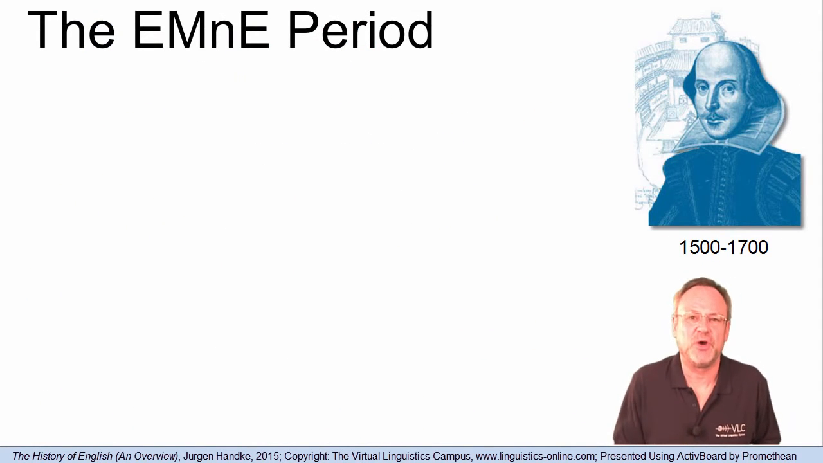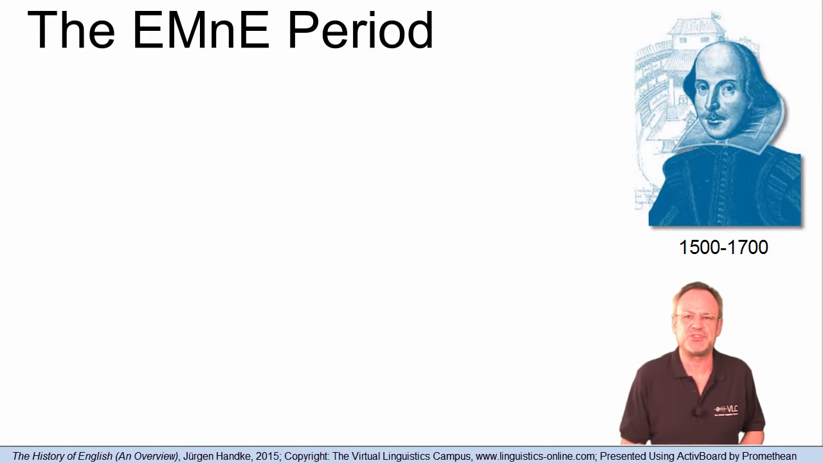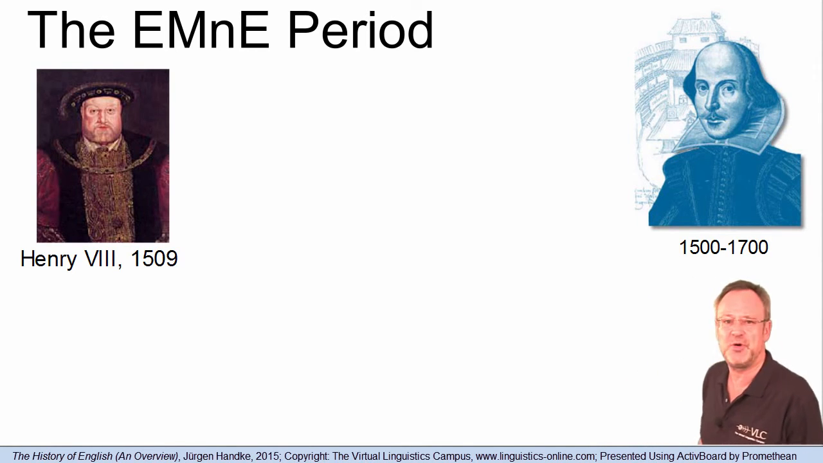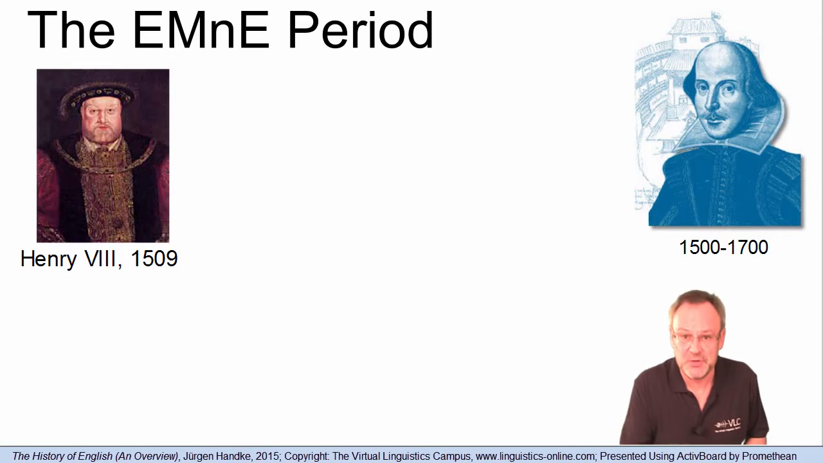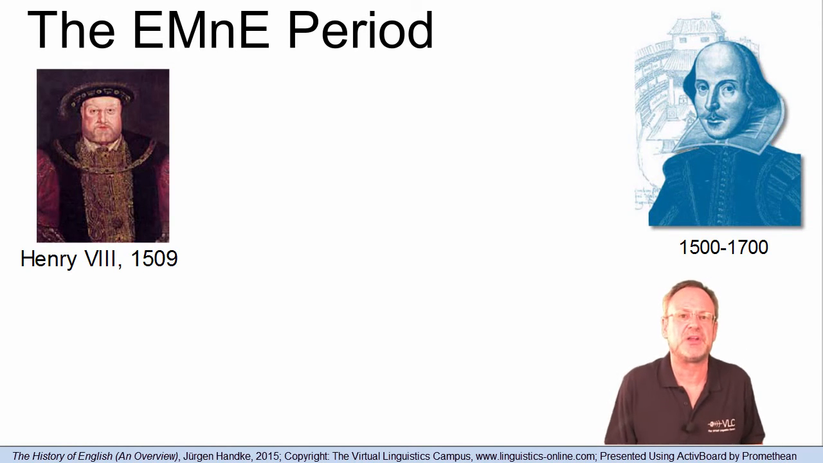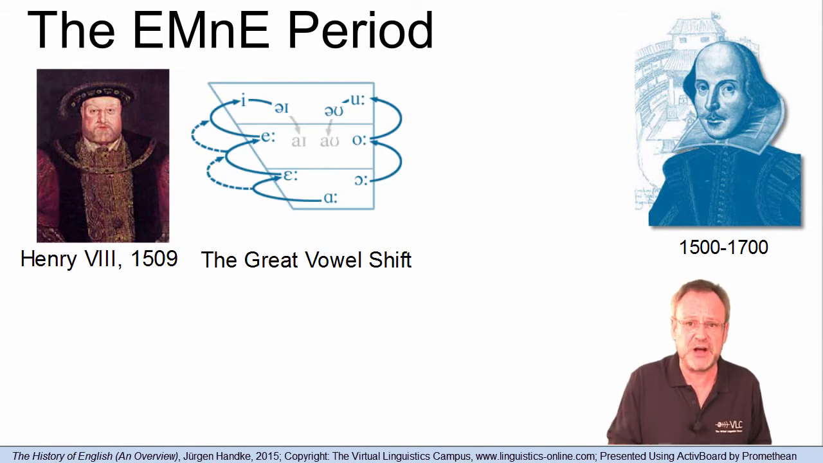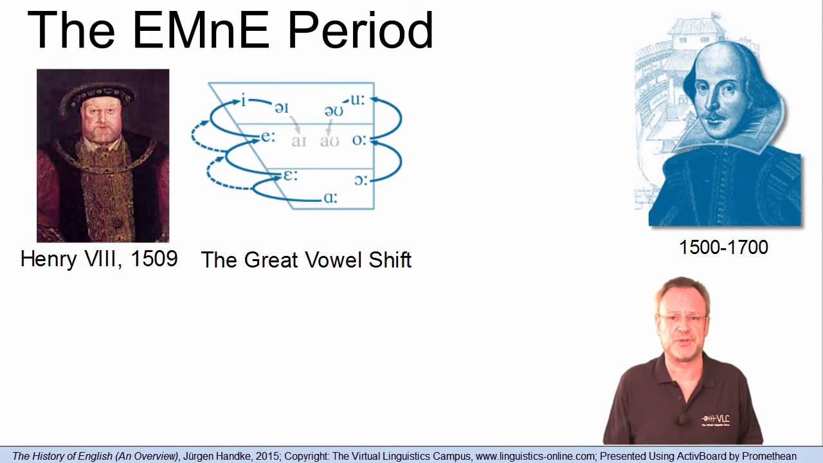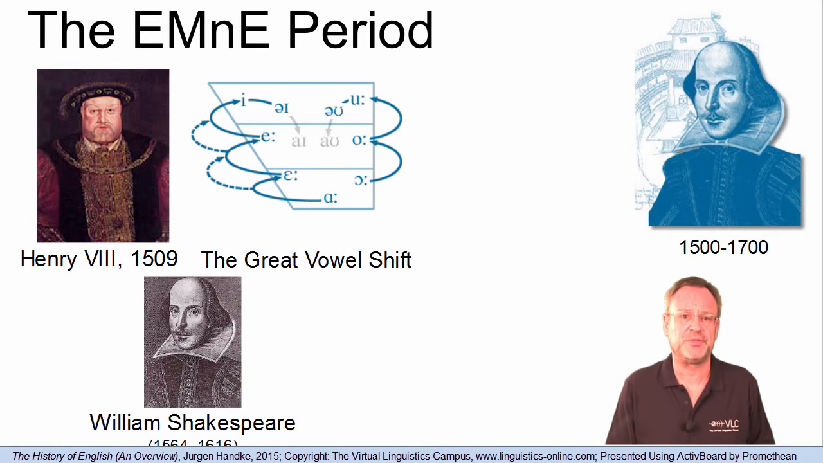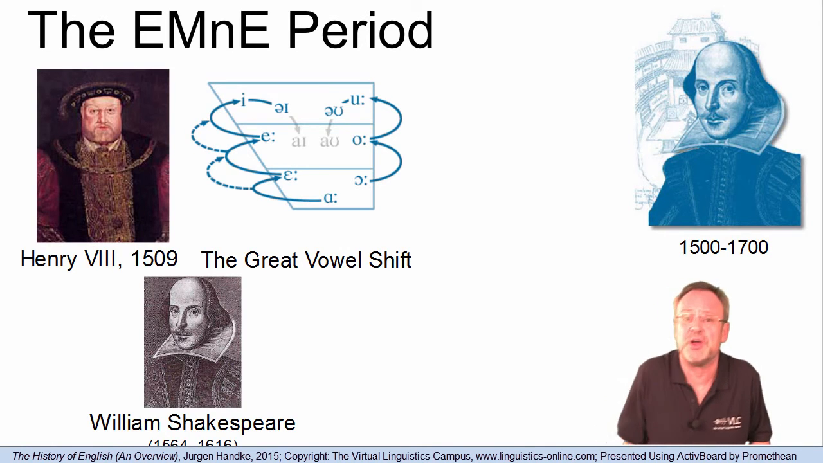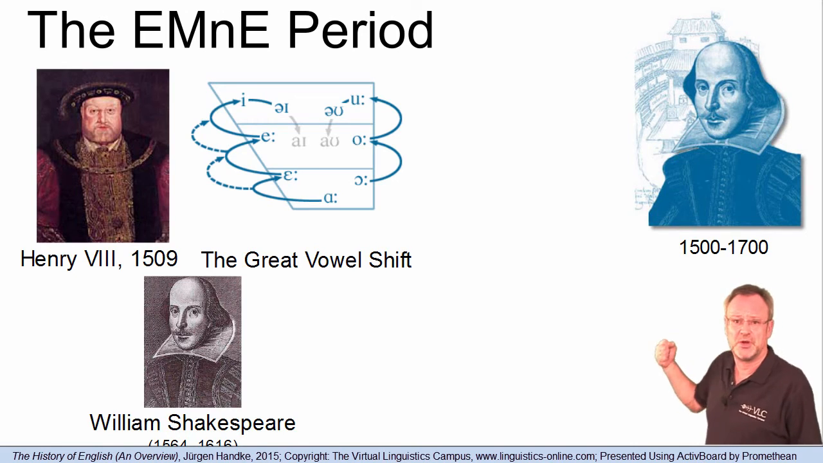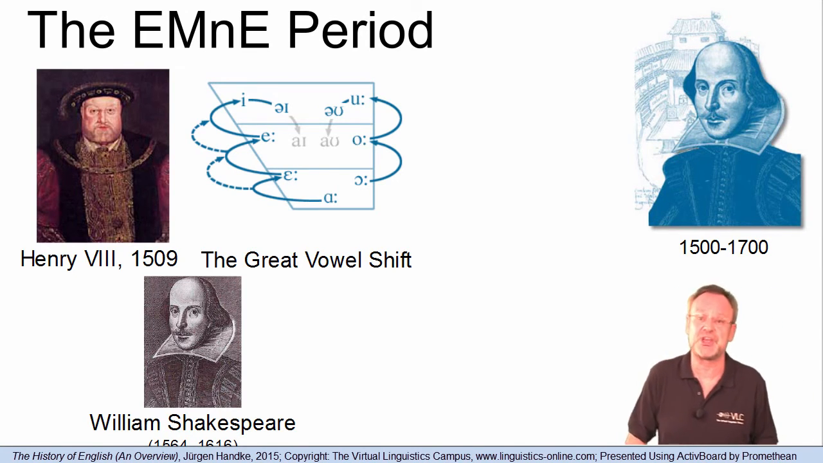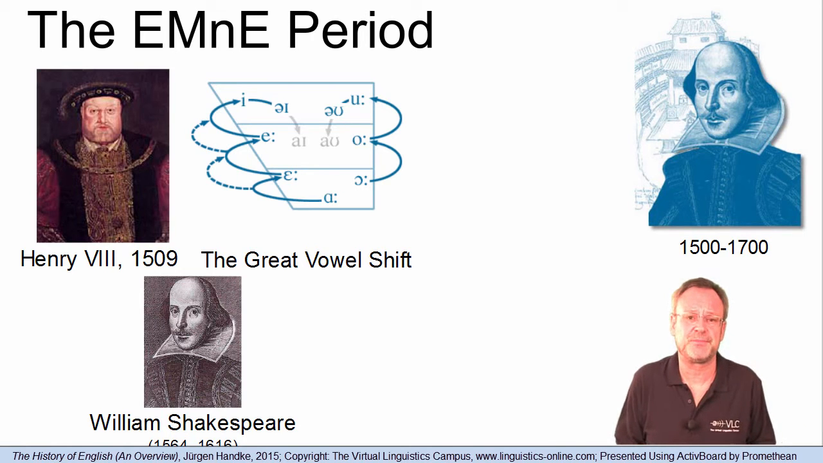The beginning of the early modern English period coincides with the ascendancy of Henry VIII to the throne in 1509. The end of the early modern English period is marked by the completion of the Great Vowel Shift and the beginning of the scientific age at around 1700. Most influential with regard to early modern English were the works of William Shakespeare. For this reason, early modern English is often alternatively referred to as Shakespearean English.